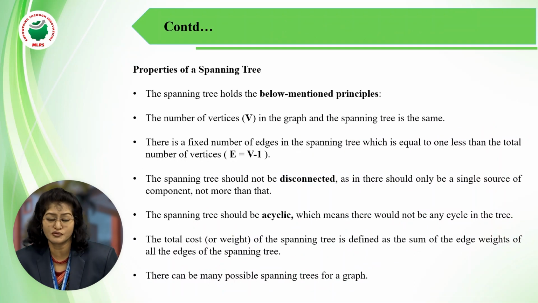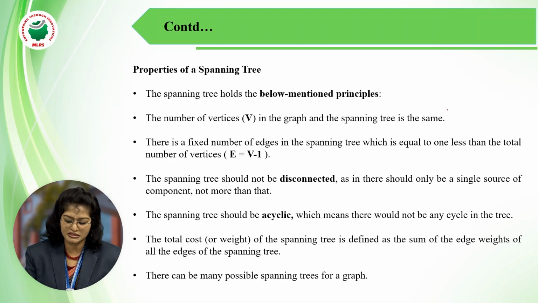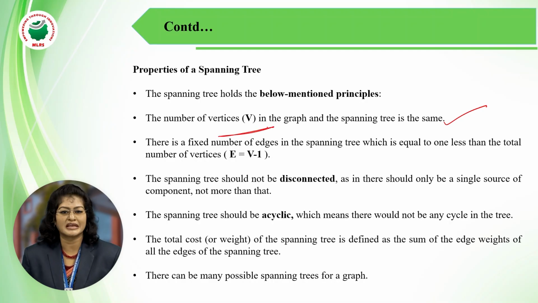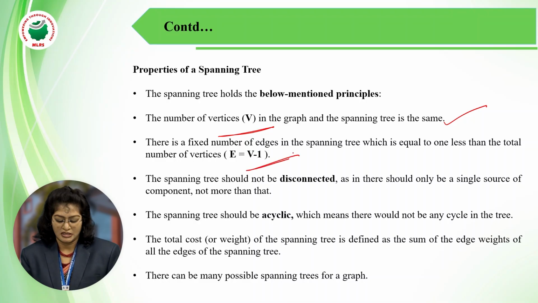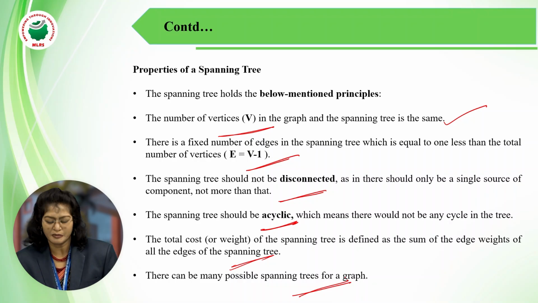And we have some properties of the spanning tree. The spanning tree holds all these principles that we need to follow. First, the vertices in the graph, as we have already shown. Next, the number of edges is n-1. The spanning tree should not be disconnected. It has to be a tree-like structure, and it should be acyclic. A cyclic form should not be there. And for the total cost weight, you need to find the minimum cost spanning tree. We can have many possible ways for a particular graph.